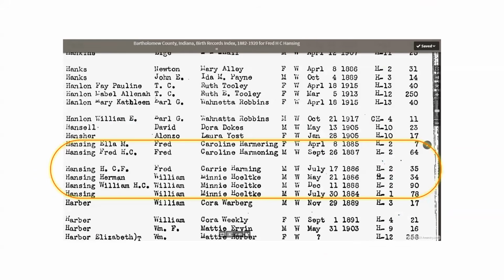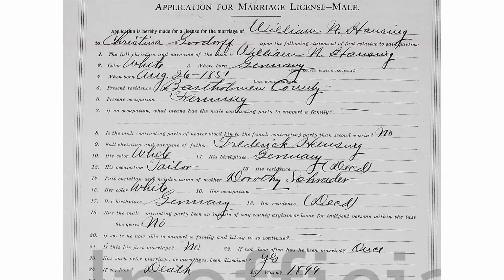Turning back to Columbus, Indiana, which is where we know one of the sons was born, we find records of some of the children of Fred Hansing being born here, along with another Hansing who's also having children at the same time. These could potentially be brothers. We can try searching for records of the supposed brother or potential brother, William Hansing.